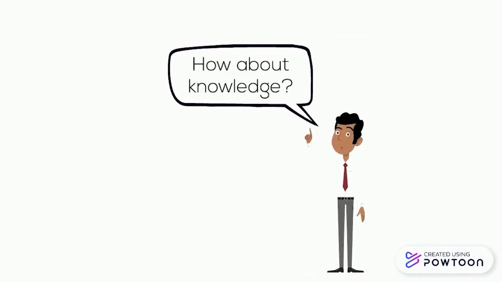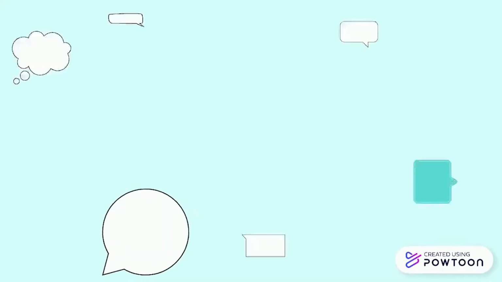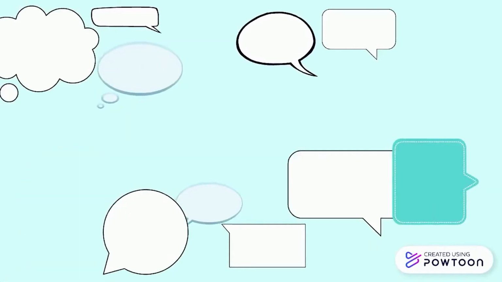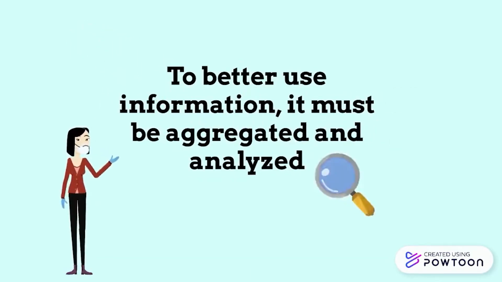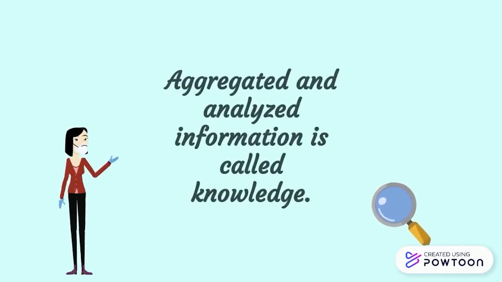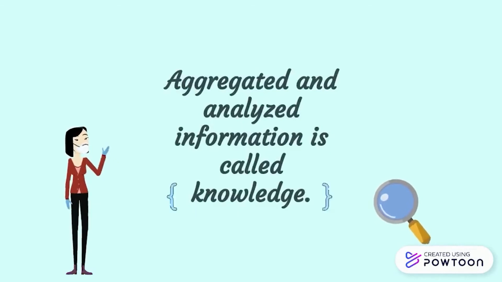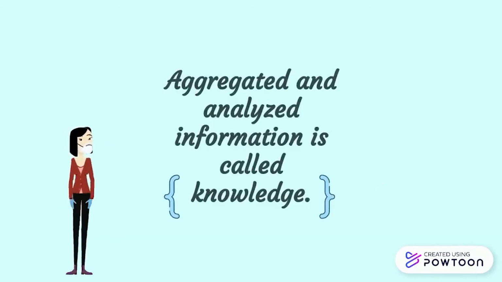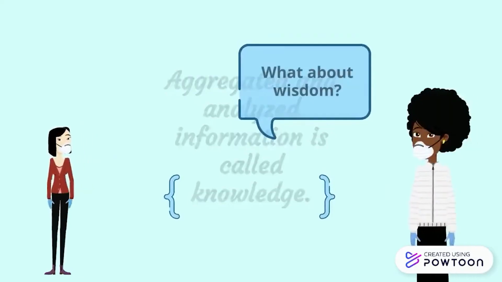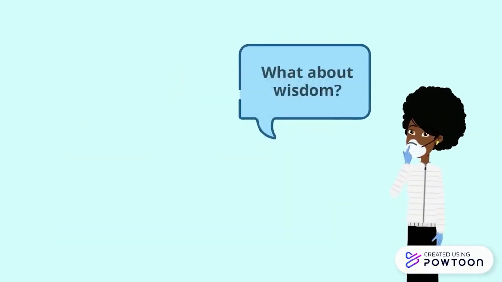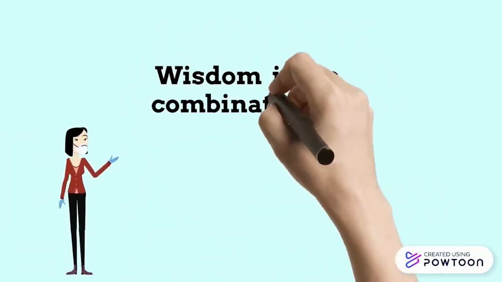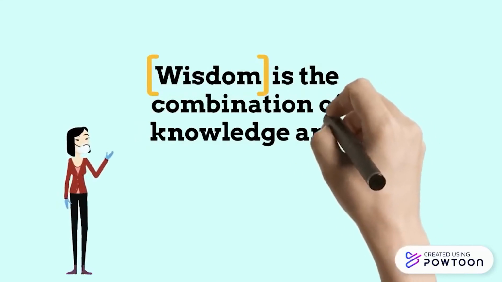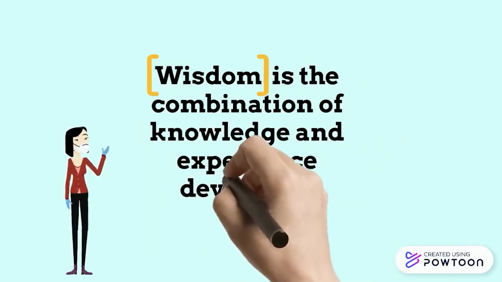How about knowledge? To better use information, it must be aggregated and analyzed. Aggregated and analyzed information is called knowledge. What about wisdom? Wisdom is the combination of knowledge and experience developed through time.